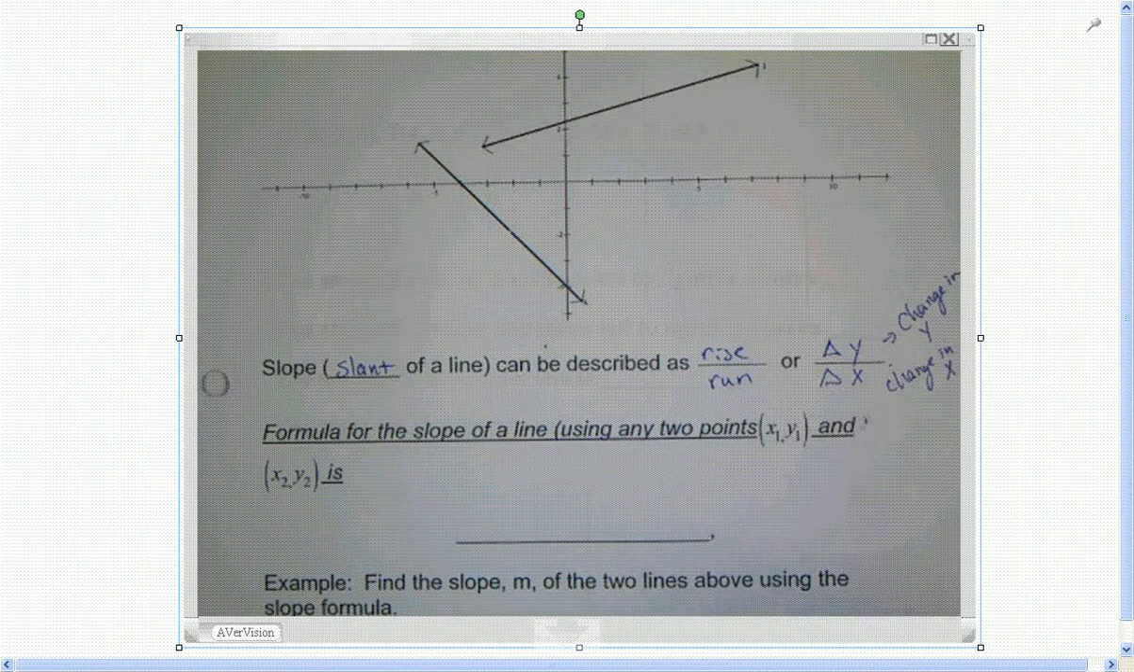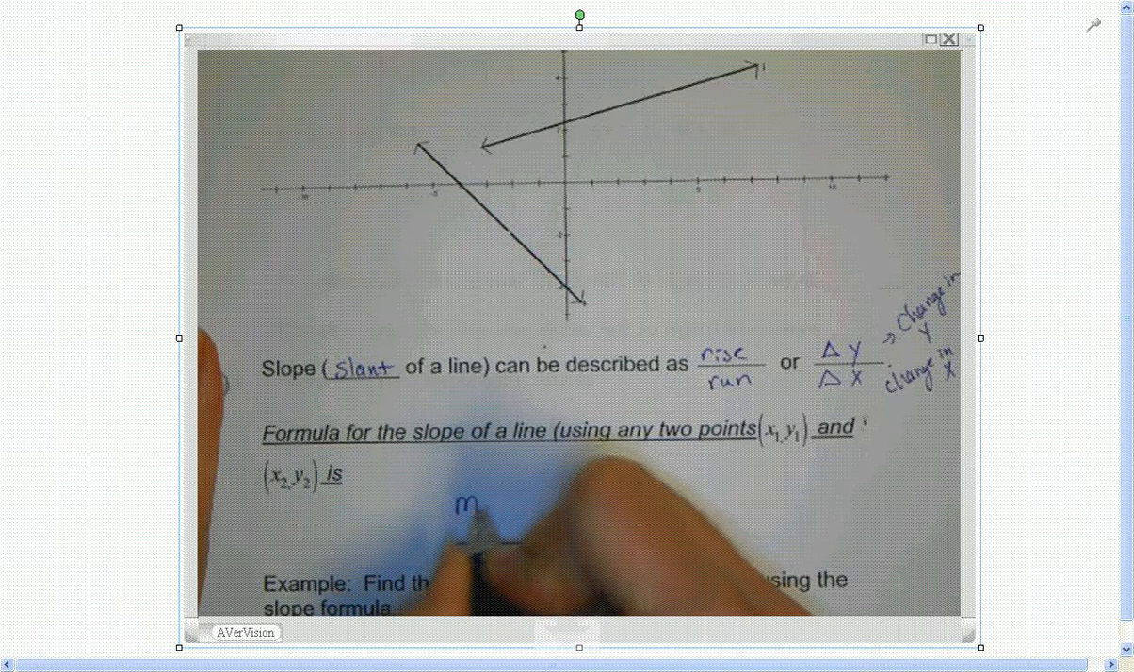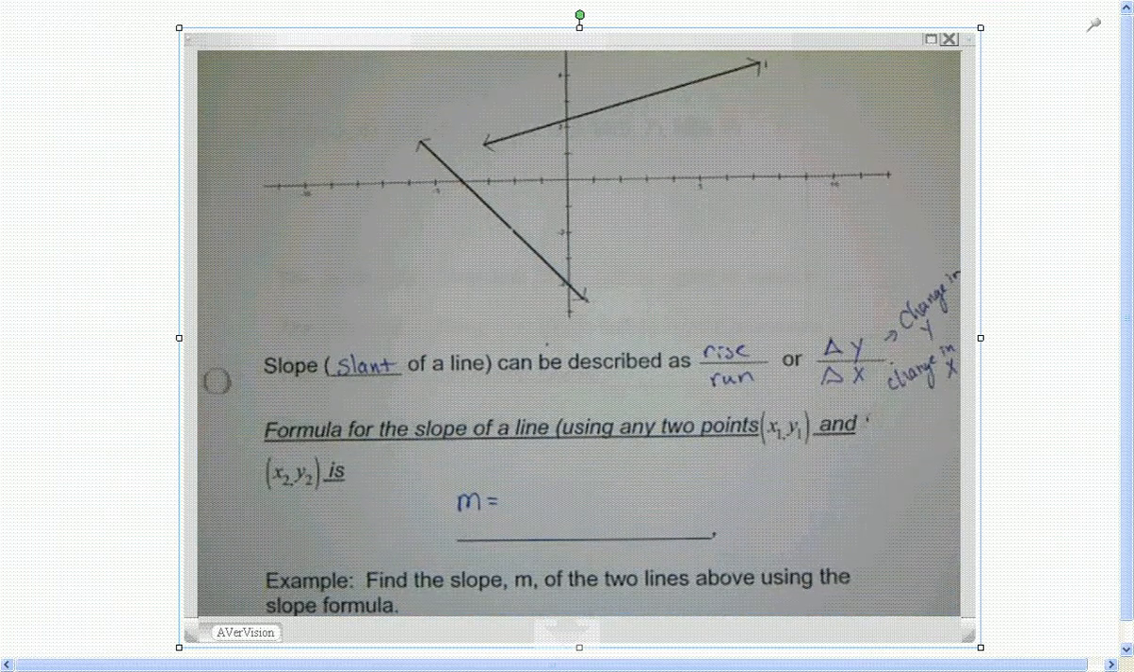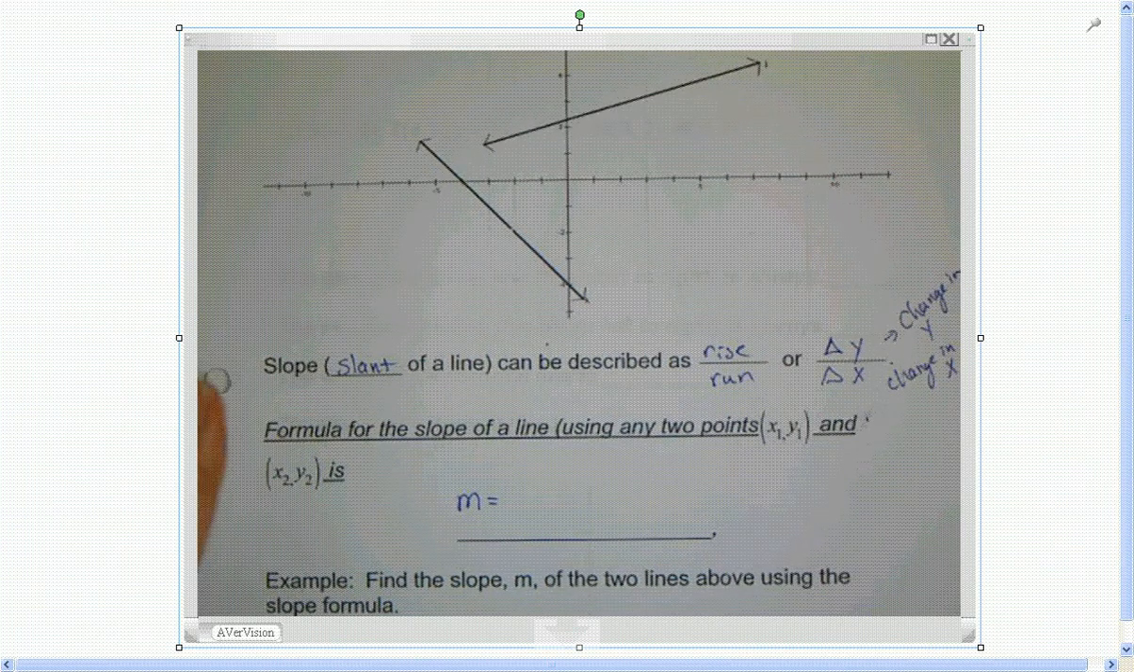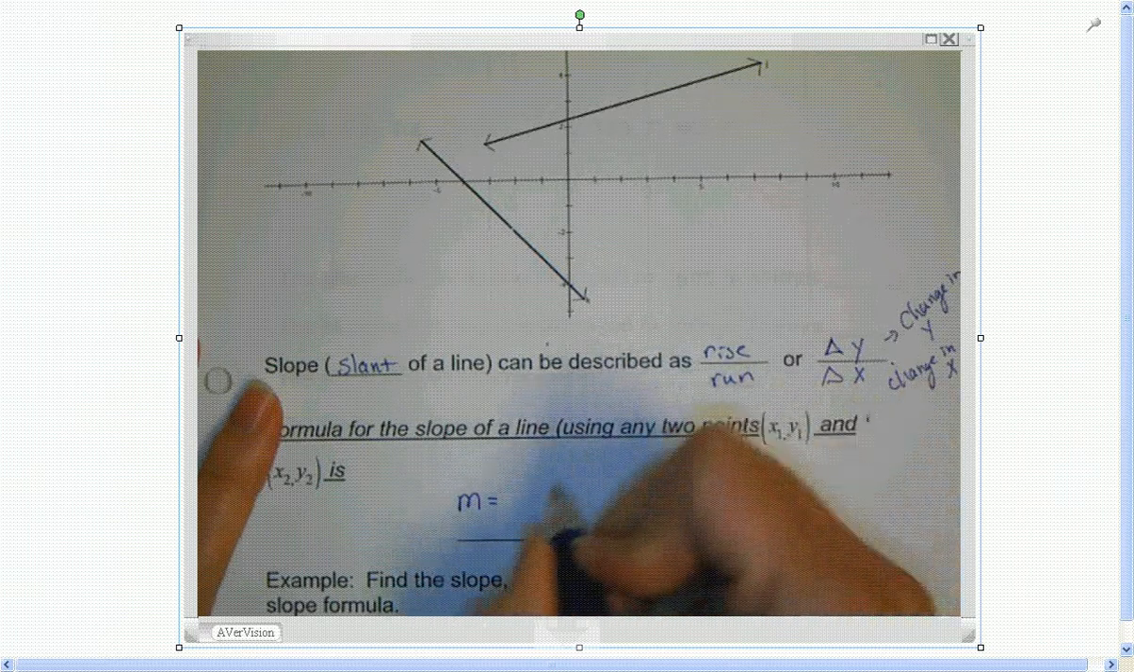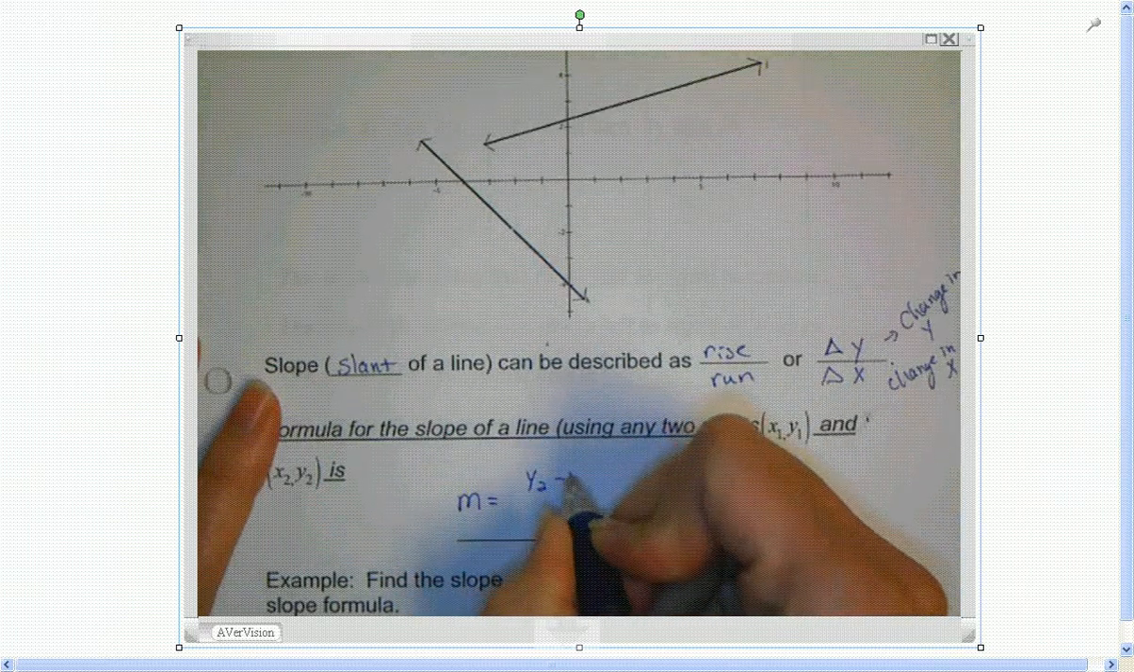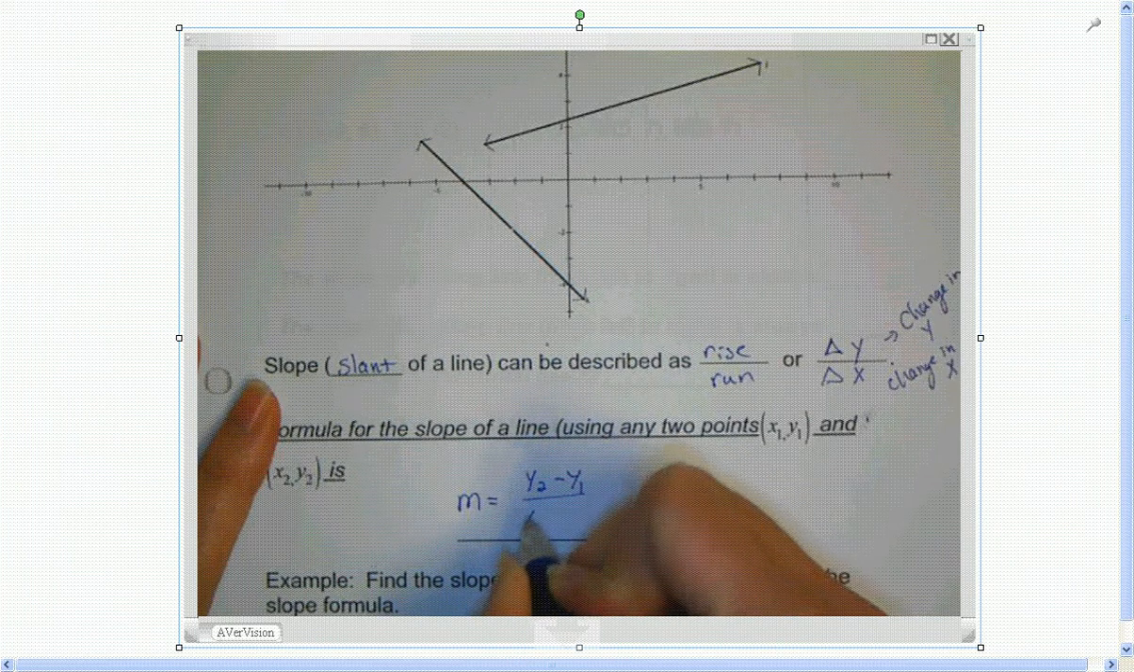And for the slope formula, we used m to represent slope. Now, someone told me it was French. I asked the French teacher. There's nothing with m starting with slope, so I'm not sure where that came from. But with slope here, we have the following formula: y2 minus y1 over x2 minus x1.